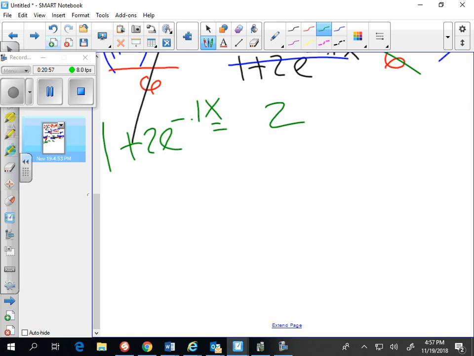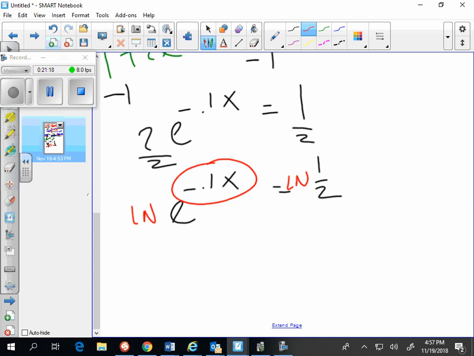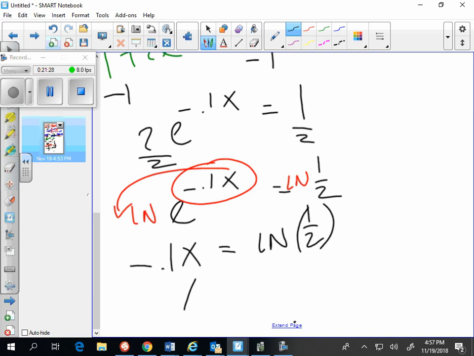We're going to subtract 1 from each side, and that'll give me 2e to the negative 0.1x equals 1. We're going to divide both sides by 2. We get e to the negative 0.1x equals 1 half. And then I'm going to take the ln of both sides, and I'm going to bring down the power with the power rule, and I'll have negative 0.1x equals the ln of a half. And so what does x equal? X equals the ln of a half divided by negative 0.1.